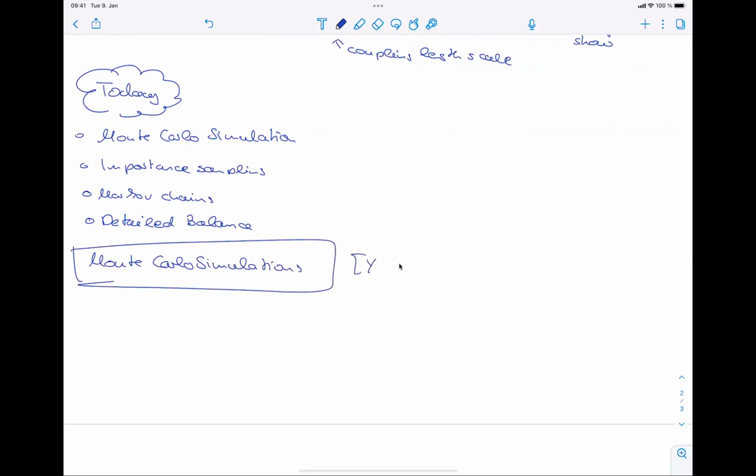And here we're following Yeomans, chapter 7, Chaikin and Lubensky.